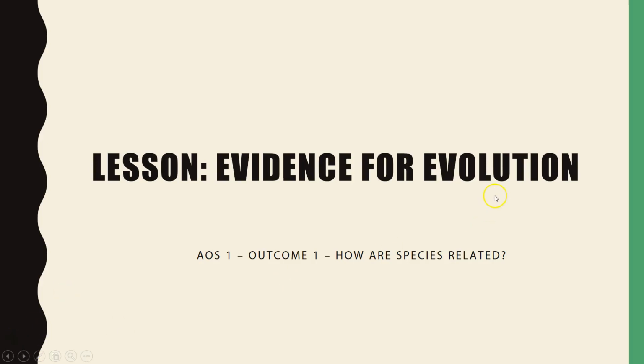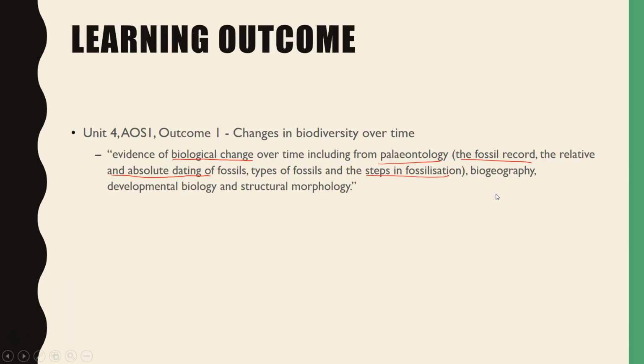Welcome to the next lesson on evidence for evolution. In this lesson, we're going to be looking at biological change and how we can determine that biological change through things like paleontology, the fossil record, and relative and absolute dating of fossils, as well as types of fossils and the steps in fossilization.